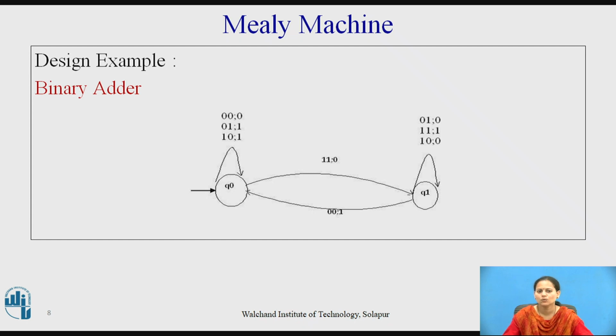The Mealy machine goes from state Q0 to state Q1 only upon encountering the input 1, 1. In state Q1, the machine stays in the same state if the input is 0, 1, 1, 0 or 1, 1 because the carry bit becomes the output 1, and the machine returns to state Q0.